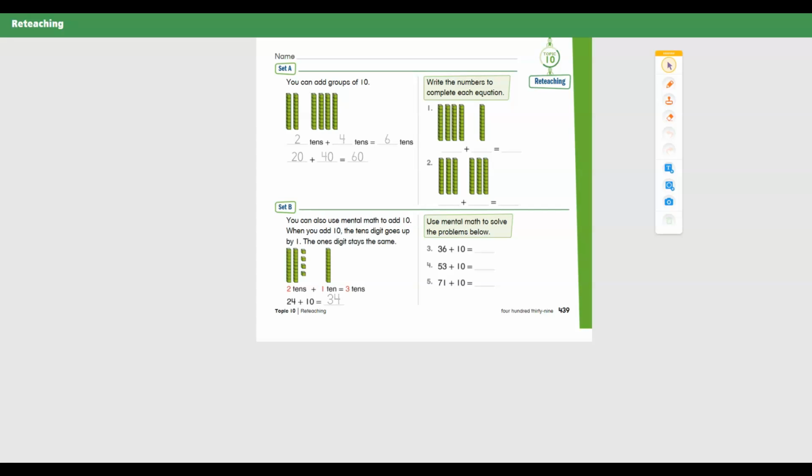For today's math lesson, we are going to continue our review for topic 10. We are going to be completing the reteaching activity beginning on page 439.